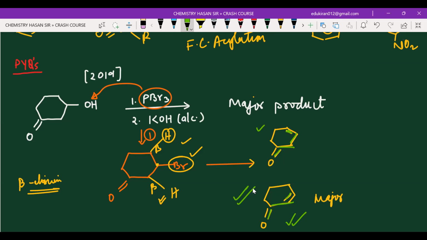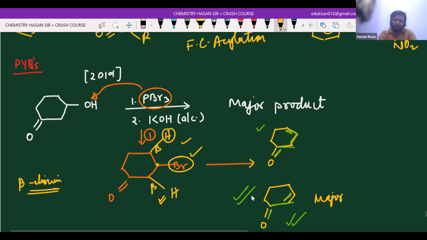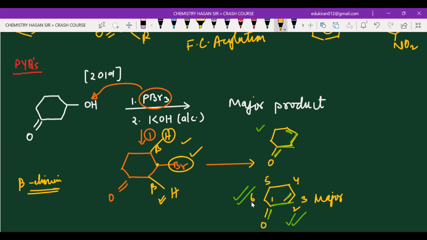Sir, what will be the IUPAC name here? IUPAC name, you can number it like this: 1, 2, 3, 4, 5, 6. Cyclohex-2-en-1-one. Are you getting my point? Krishna, Marita, you had written hexane-2-en-one. If you write -ene at the end of the alkyl group, that means it is not saturated, so you have to be careful. Krishna, have you got it? Cyclohex-2-en-1-one.